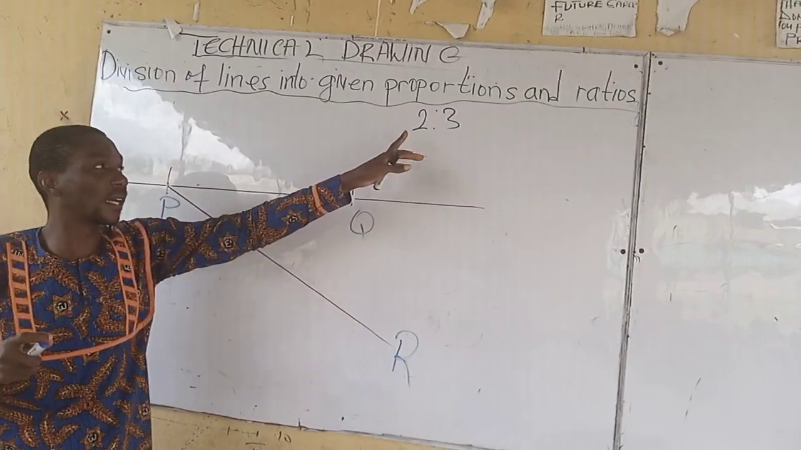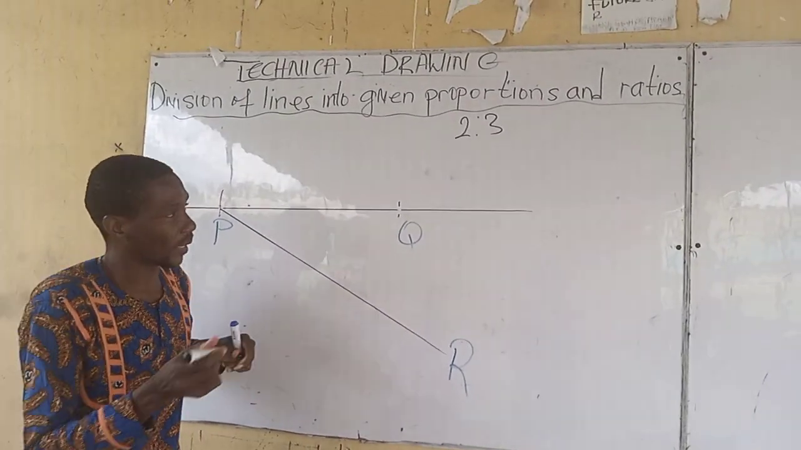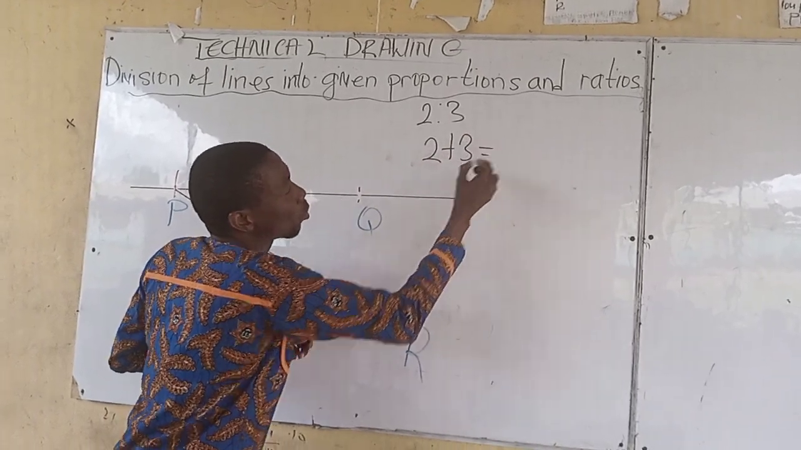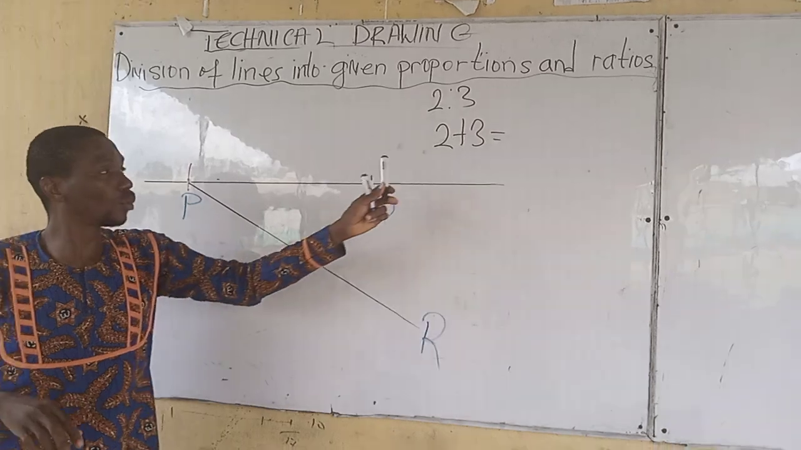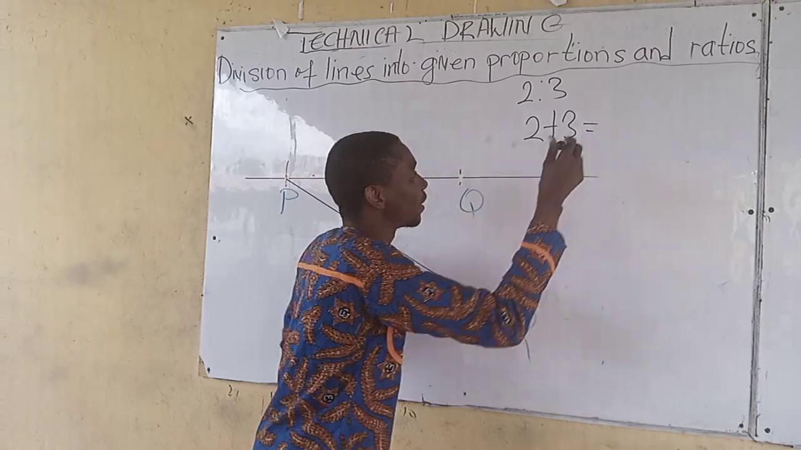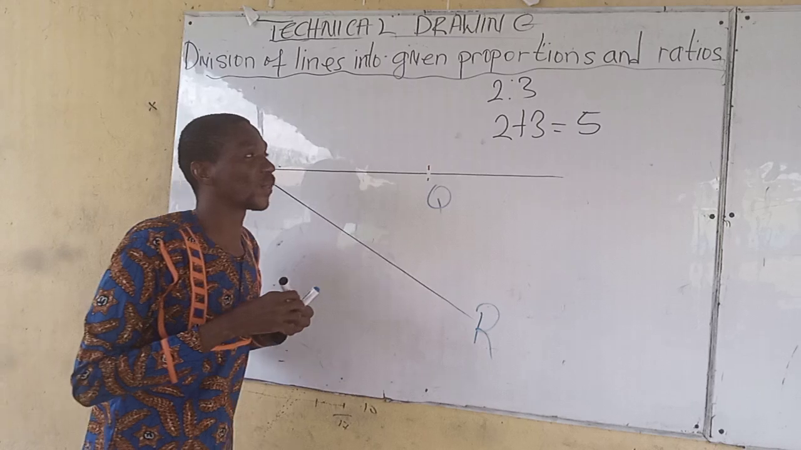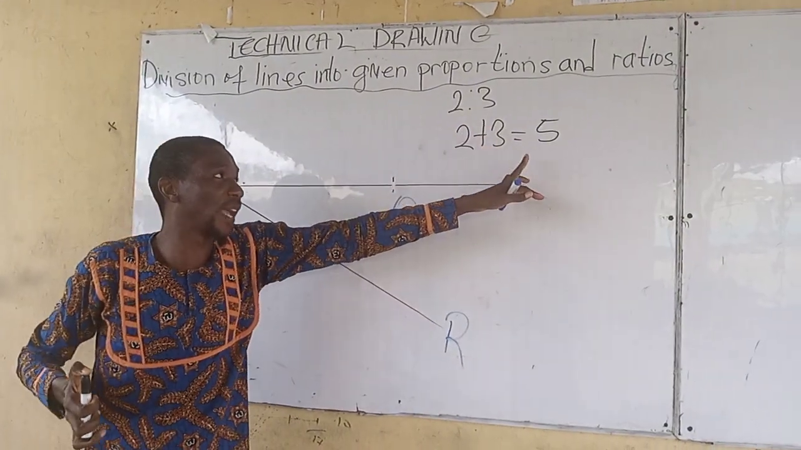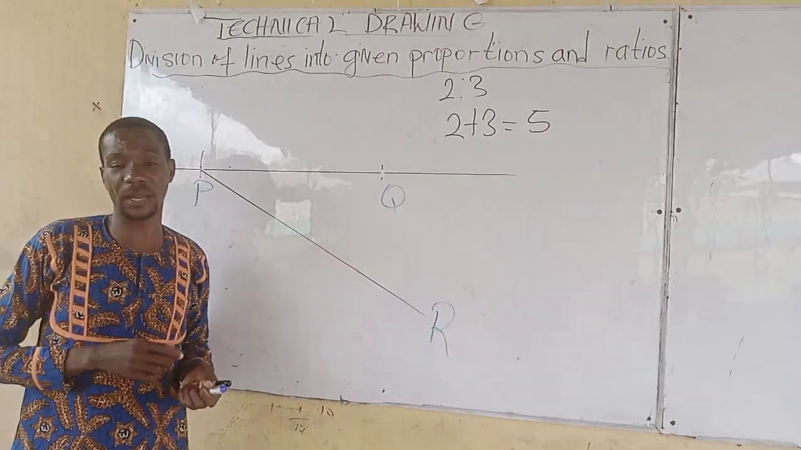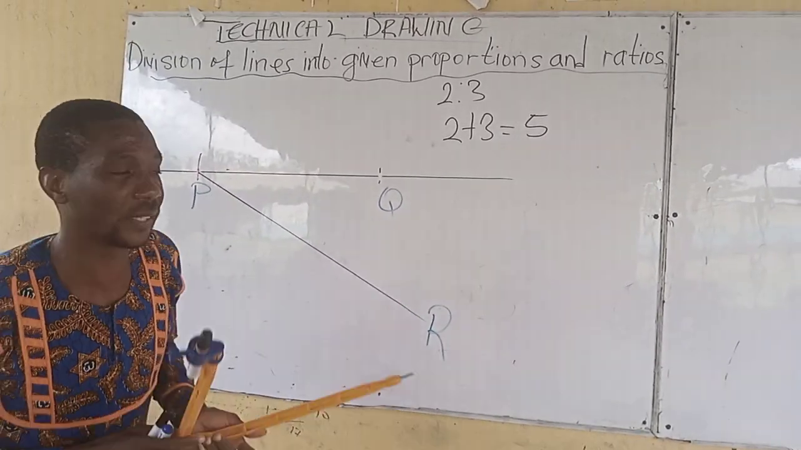The question says the ratio is 2:3. So if it is 2:3, you will have 2 plus 3. And 2 plus 3 is giving us what? I hope you are saying 5 in your homes. So it is giving us 5, meaning we have to divide line PQ into 5 equal parts. Very good. Now let's go by the same procedure.